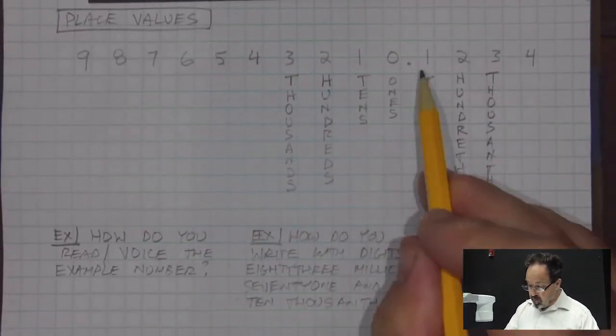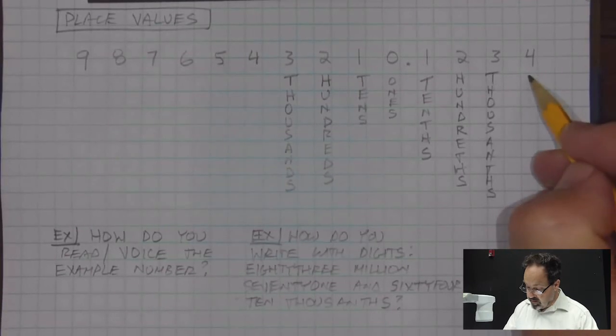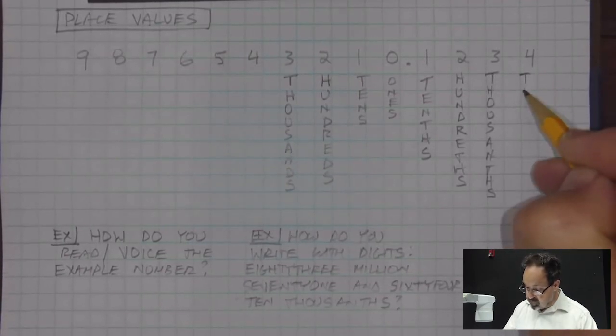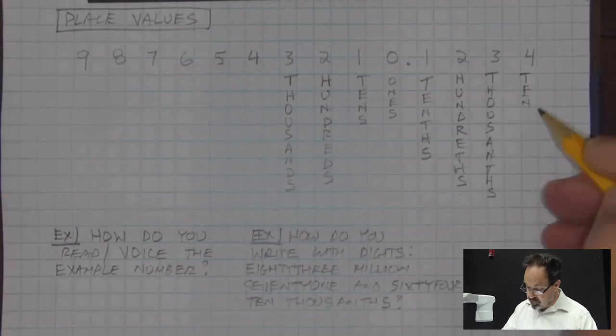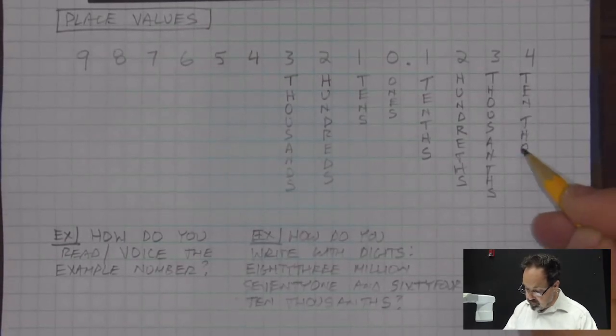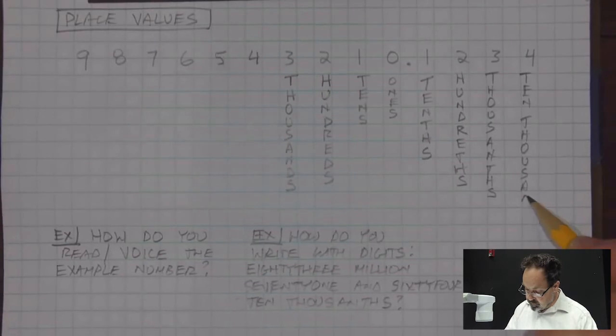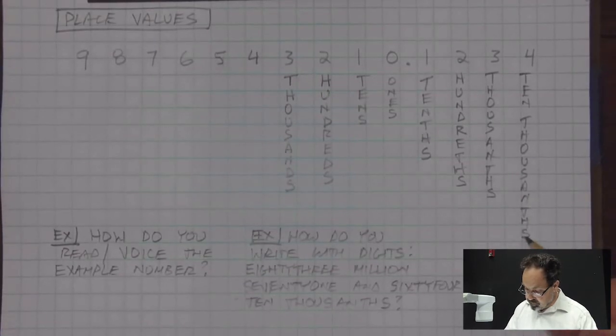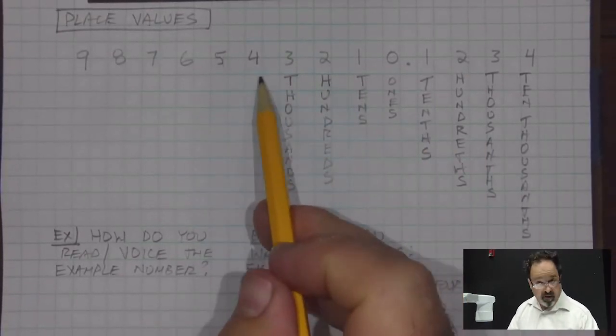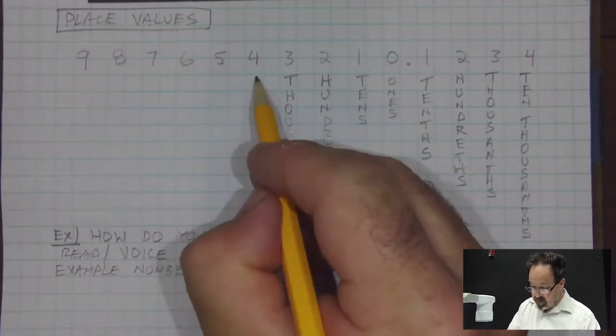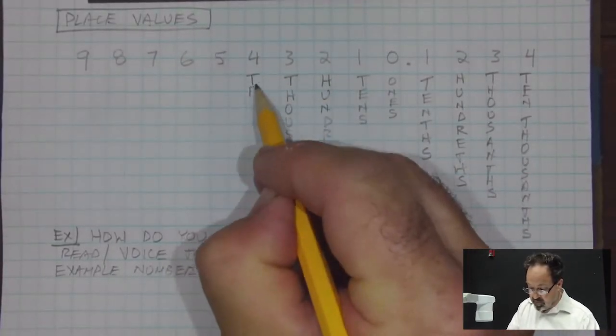I have a 4 to the right of the decimal, and I will write its position. This is 10,000ths. The 4 to the left of the decimal is the 10,000s position.